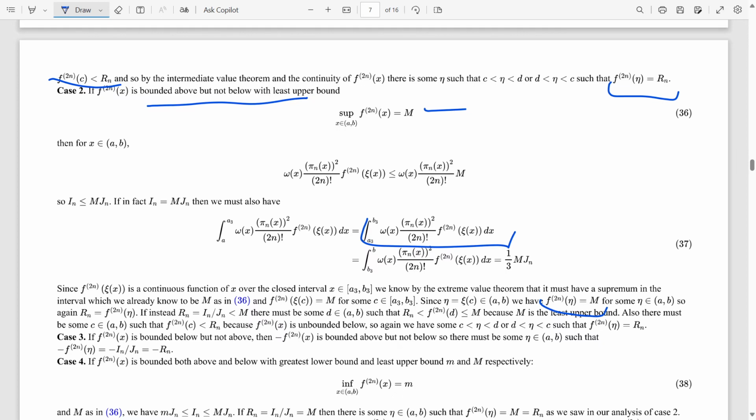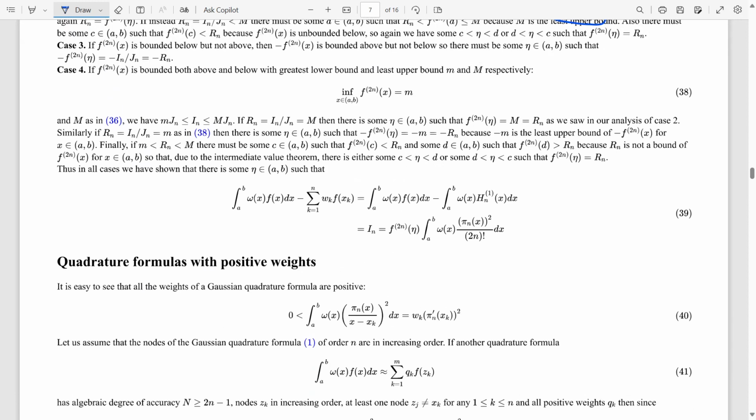Working through all the other cases, we arrive at this equation 39, where we see that the error in the Gaussian formula is some constant times the 2nth derivative of f of xi for xi in the open interval from a to b. That's saying that the Gaussian quadrature formula is definite.